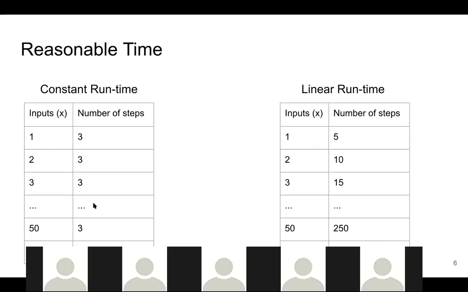And that's linear runtime because if you think about it, it follows the rule y equals mx, where my m, or my slope, is 5. And so I have a linear runtime. It's just being multiplied by the same number. I have the same slope. If we were to visualize this, it'd be a straight line.